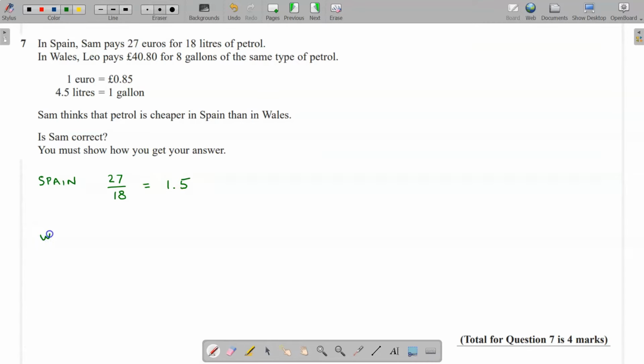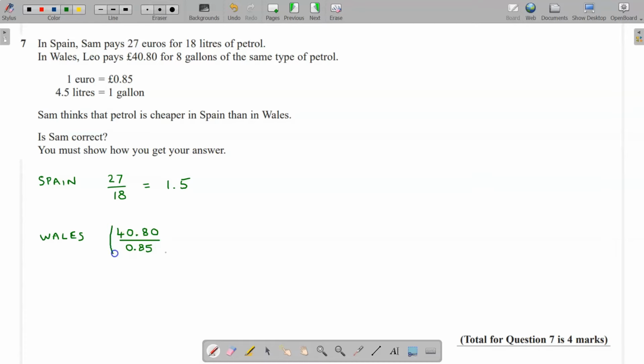Now we'll go to Wales and see what happens there. So in Wales, first of all, we pay £40.80, but that needs to be converted into euros to make a like-for-like comparison. So to do that, I'm going to have to divide it by 0.85. So £40.80 divided by 0.85 would give me the cost in euros of 8 gallons of fuel in Wales.